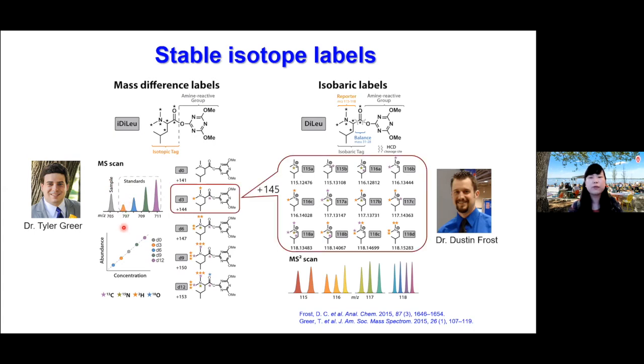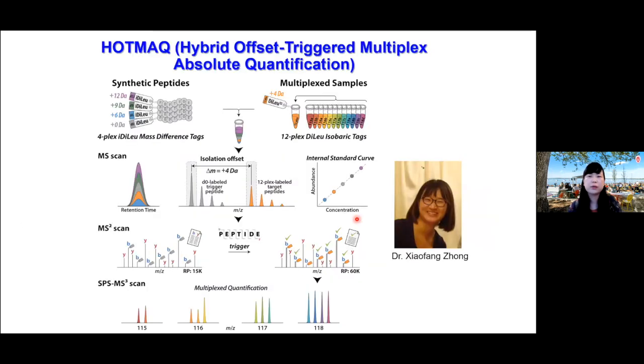When we look at these 2 sets of tags, we know that the 12-plex DiLeu actually has a 145 Dalton mass addition, which is very similar to the D3 channel of the iDiLeu. So we wondered whether we could substitute the D3 channel with the 12-plex DiLeu label, for example, for CSF samples, to increase the quantification throughput by 12-fold. Based on this idea, Xiaofang Zhong designed this HOTMAX strategy, which stands for hybrid offset triggered multiplex absolute quantification.